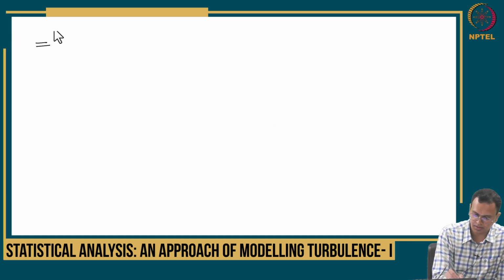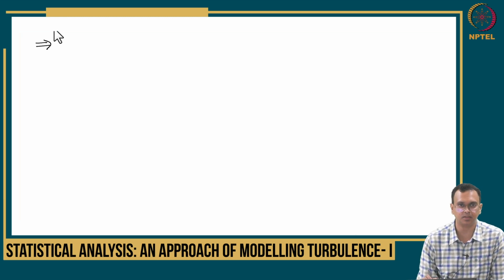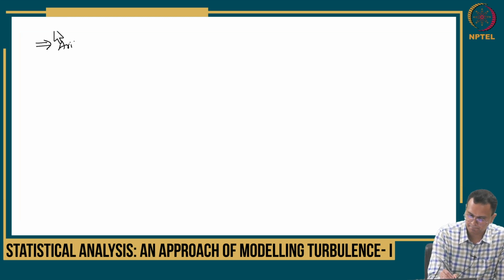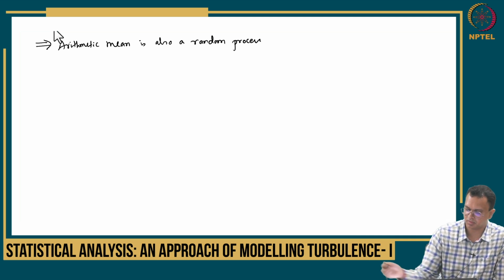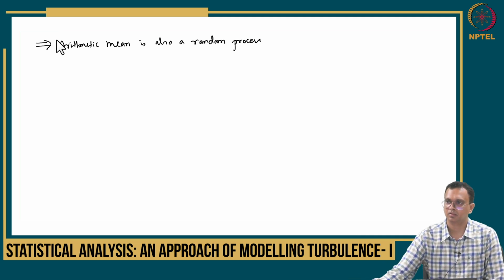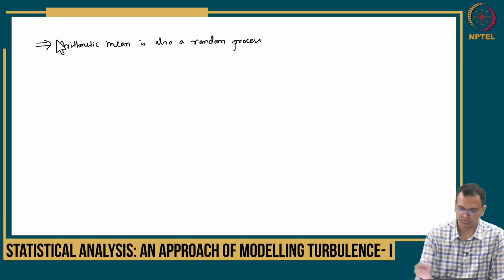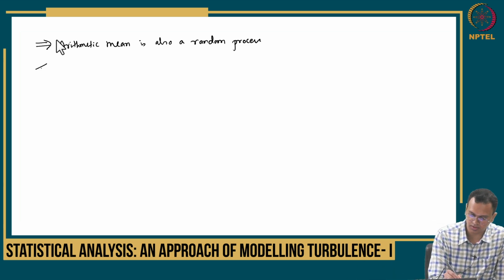Okay, the takeaway here from this very simple experiment is that the arithmetic mean is also a random process. It's not the true mean. So then we need to define what is called the true mean, or an ensemble mean.